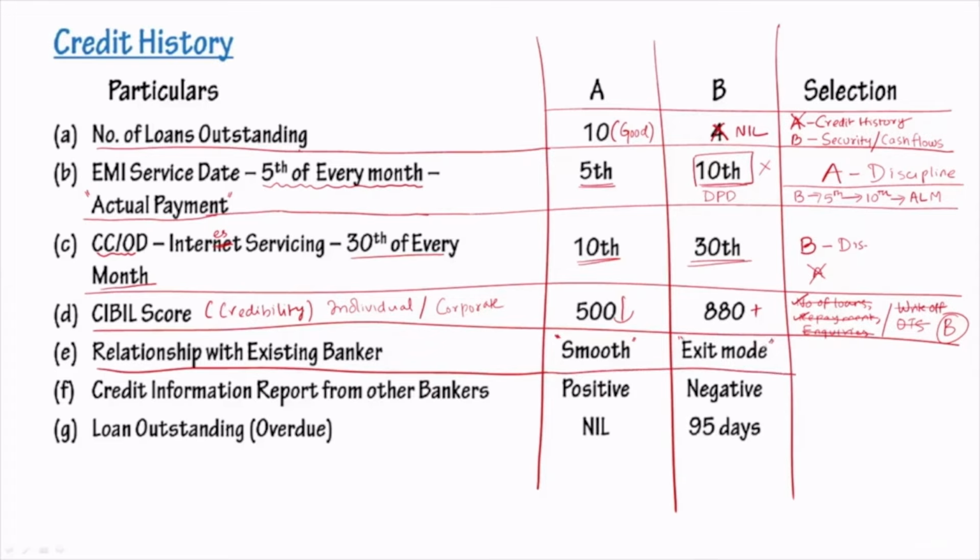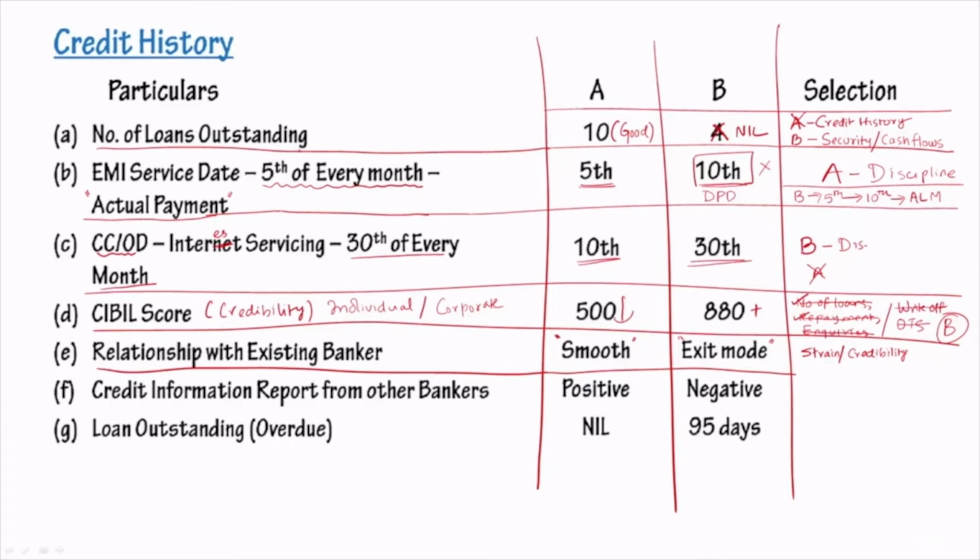Here Mr. A has a smooth relationship, whereas for Mr. B, the existing banker is in exit mode. They want to get rid of B. It indicates there is a strain, or it reflects on his credibility with the existing banker, and that's why they want to get rid of B.